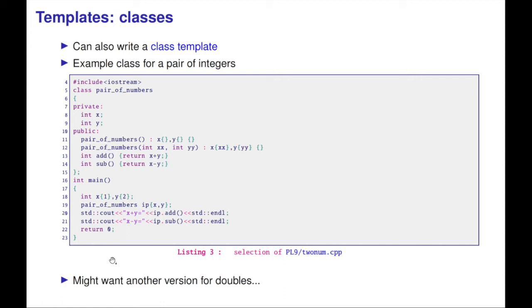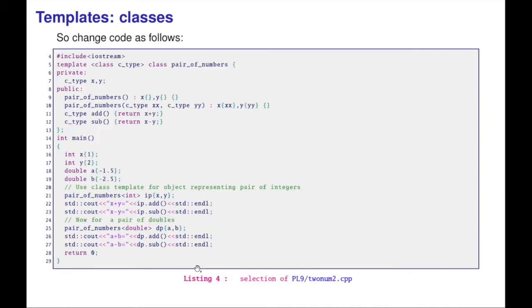And that's lovely. I've got a pair of integers, but suppose I want a pair of doubles. Well, it's slightly annoying because I need to copy that whole code again, and my code grows and grows, which is clearly not where I want to be. So how do I deal with that?